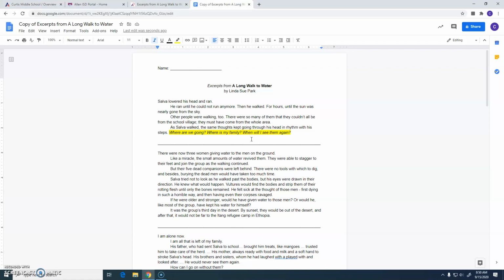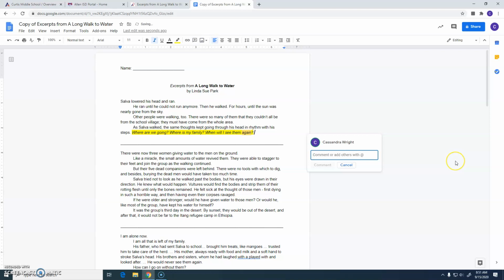When the author shows me the difficult question that a character is considering, I want to stop and think about those questions. They show me the conflicts, the problems that the character is worried about. I want to ask myself, what do these questions make me wonder about? So I'm going to add a comment and write this question: what do these questions make me wonder about? And again, like I said yesterday, these can be personal connections you're making, or they can be inferences about the text. It can really be either one.